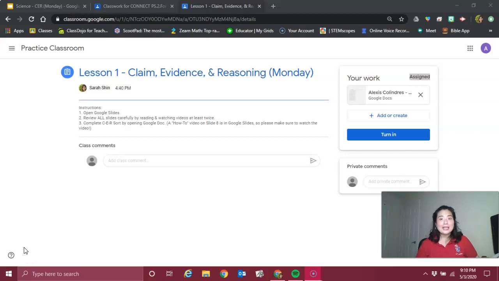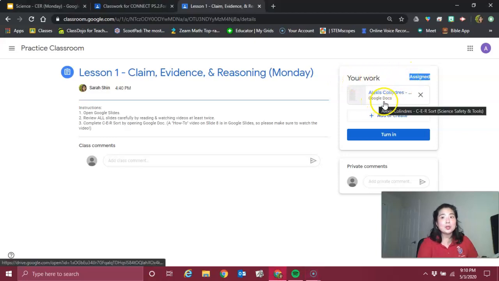Today you will complete a claim, evidence, and reasoning sort by using Google Docs. So when you open your assignment, you should see a box on the right that is titled Your Work. Assigned is a Google Docs. Go ahead and open that document.